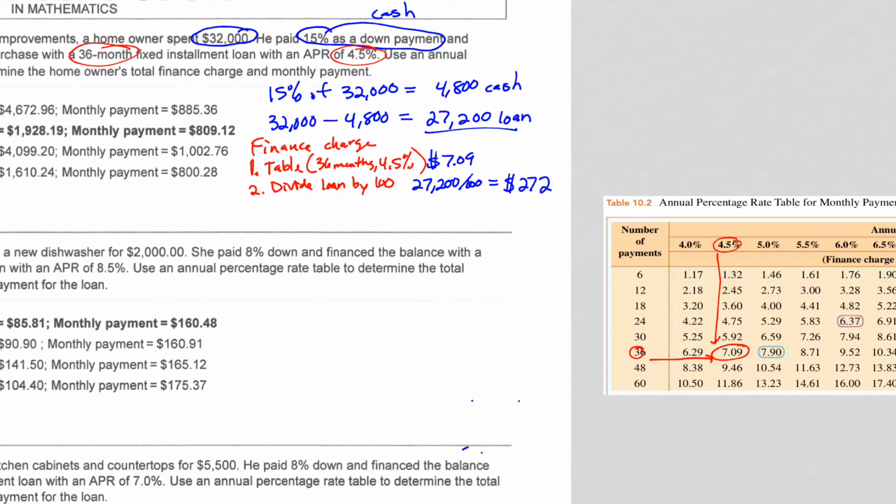Okay. So what do we do with those two numbers? We just multiply them. So the last step is to multiply step 1 and 2. So that's basically your two answers. You multiply them. 709 times 272. And that equals $1,928.48, it looks like.